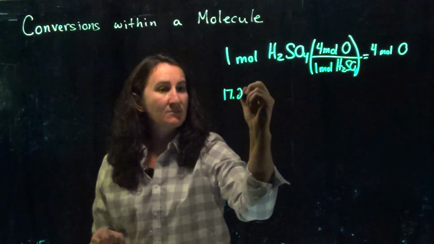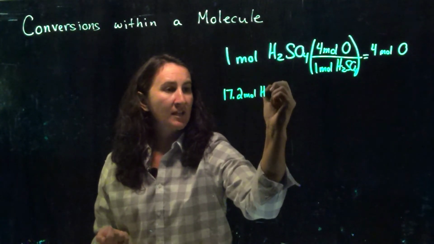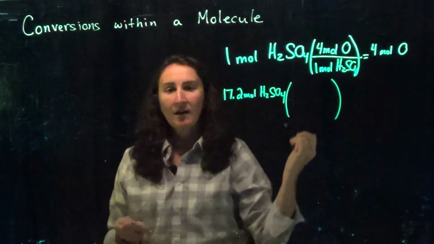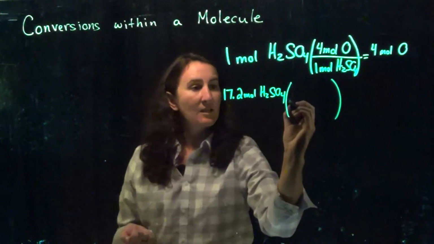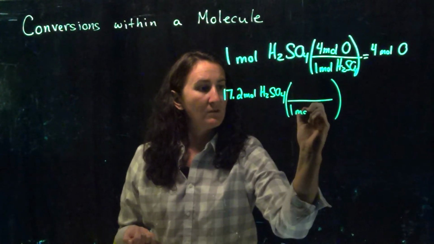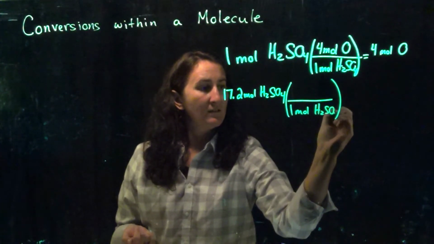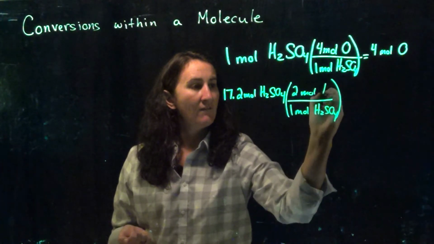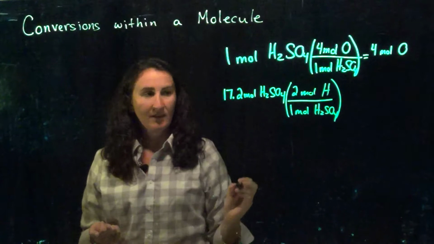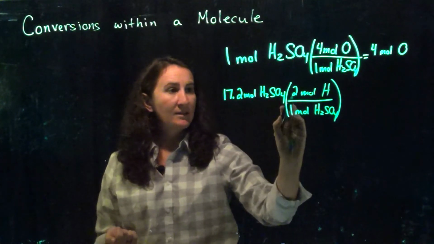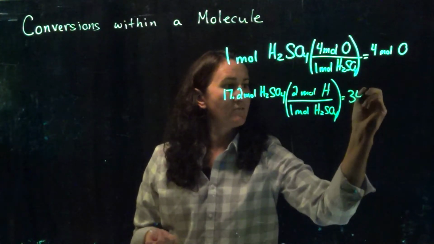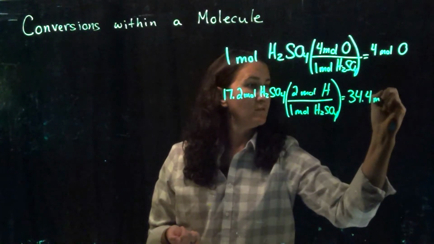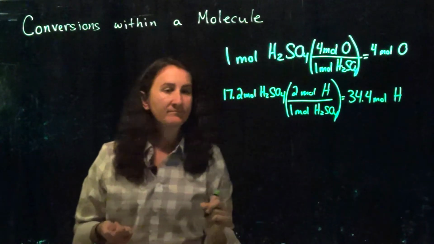Let's say we start out with 17.2 moles of sulfuric acid, and I want to know how many moles of hydrogen I have within this. Same principles apply. Every 1 mole of sulfuric acid lends us 2 moles of hydrogen. Multiply 17.2 times 2, and that's going to give us 34.4, keeping our sig figs straight, moles of hydrogen.